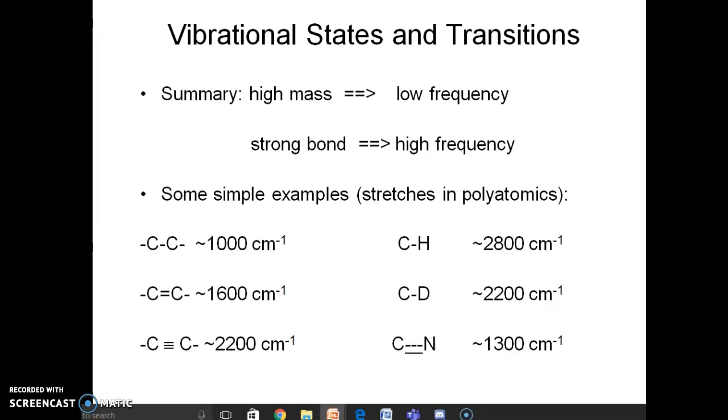These are some of the frequencies for bond stretches in polyatomics. A single bond is about 1000 per centimeter, carbon double bond 1600, carbon triple bond 2200 per centimeter, carbon hydrogen bond 2800 per centimeter, carbon deuterium bond 2200 per centimeter, and carbon nitrogen bond 1300 per centimeter.